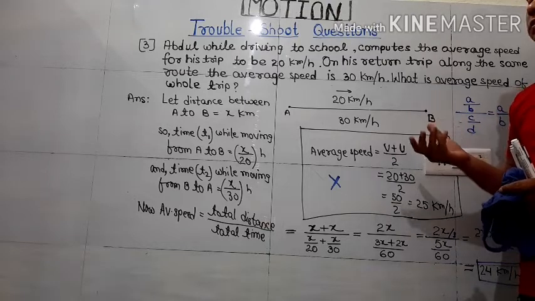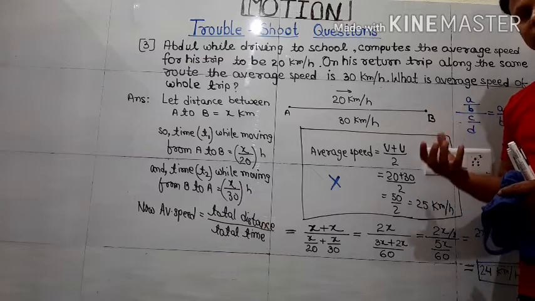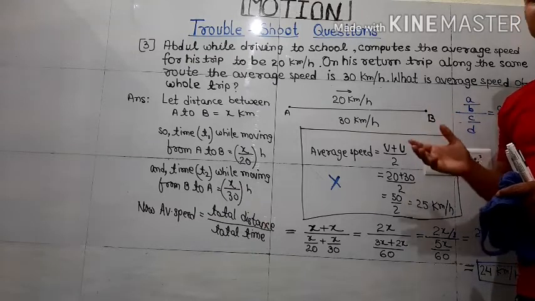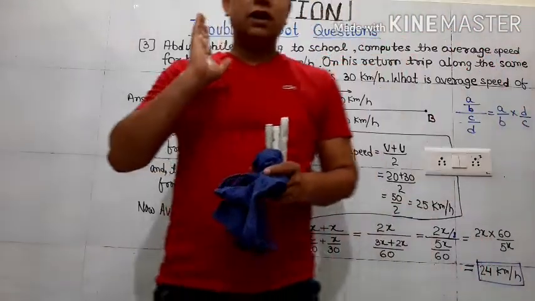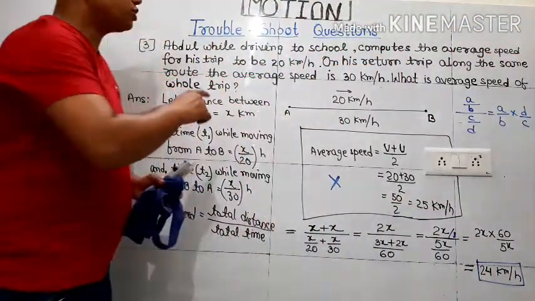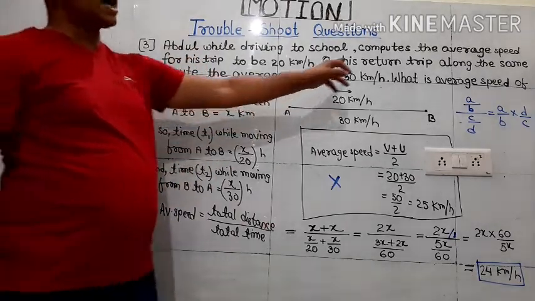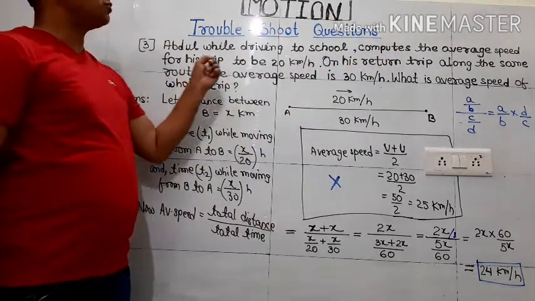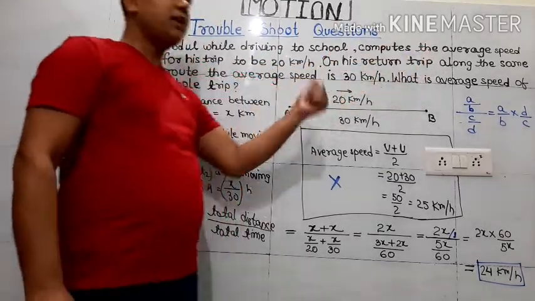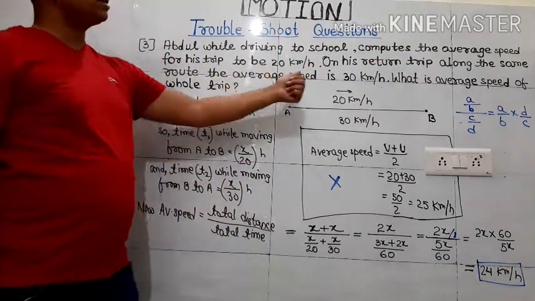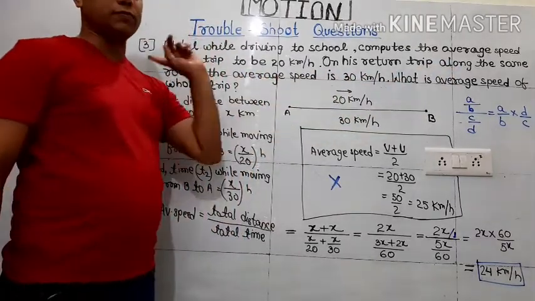So first we'll try to understand what the wrong thing is that comes to our mind, and then we'll go for the right solution of this question. This is the question which we have taken from NCERT. The question is: Abdul, while driving to school, computes the average speed for his trip to be 20 km per hour, and on his return trip along the same route, the average speed is 30 km per hour. Then what is the average speed of the whole trip?